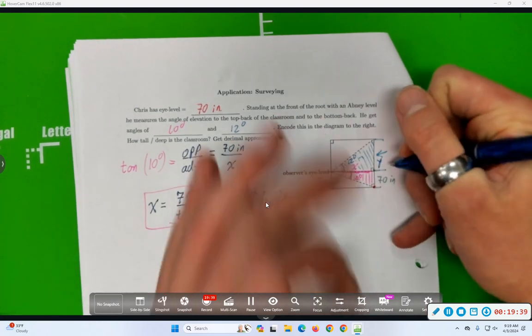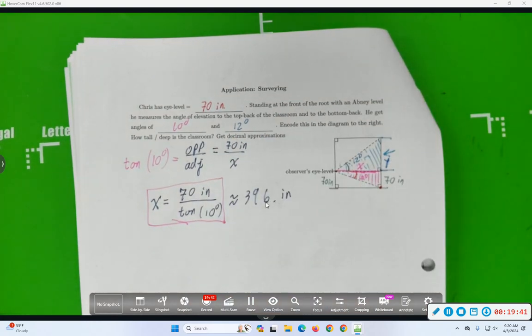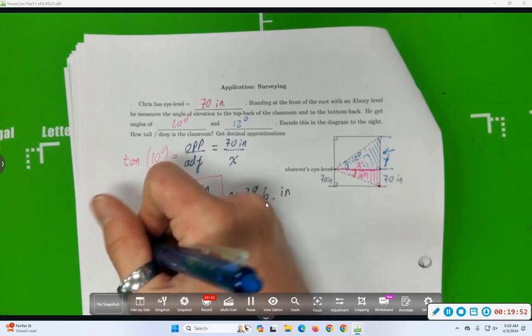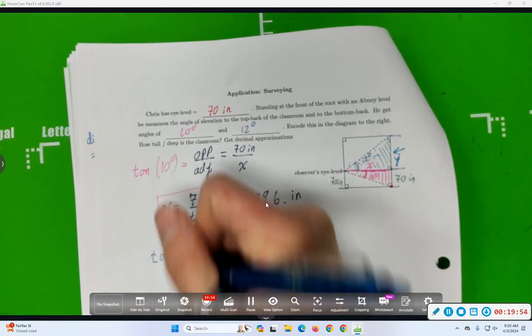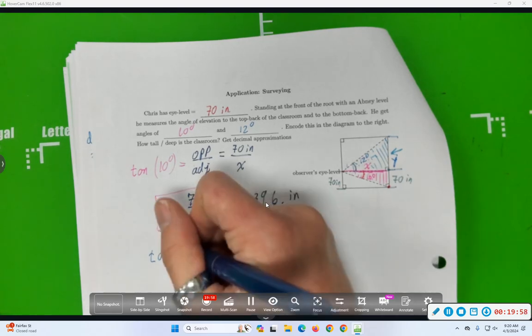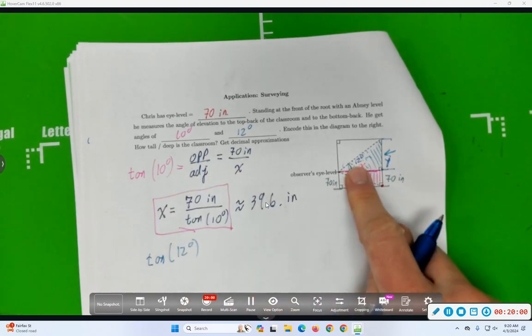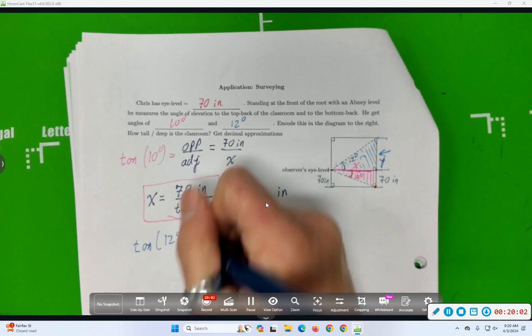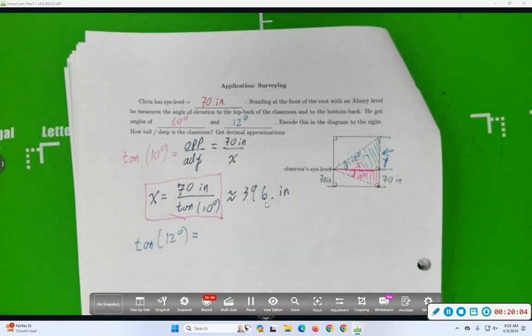I guess I should call that side length y. What trig function should I use to try to find the side length y? Let's use tangent again. So let's write down an equation involving tangent. Tangent of what? 12. Yeah, that angle was 12 degrees. Is equal to what?